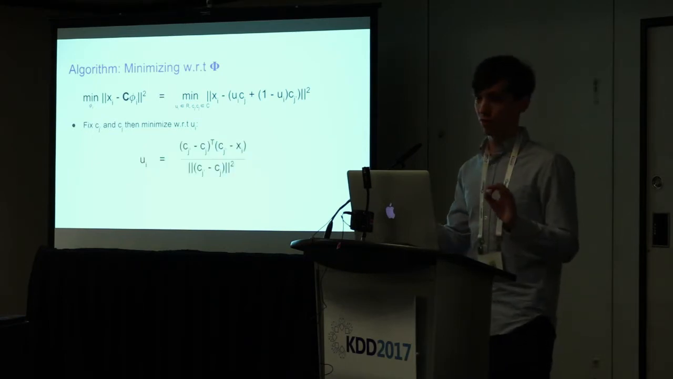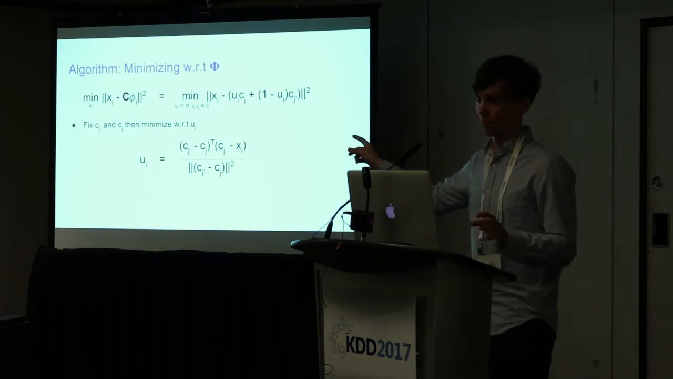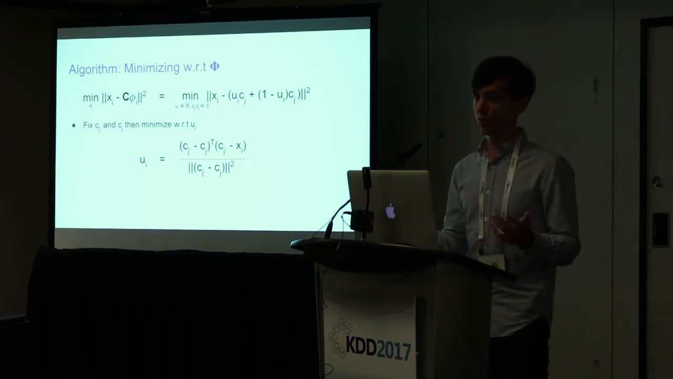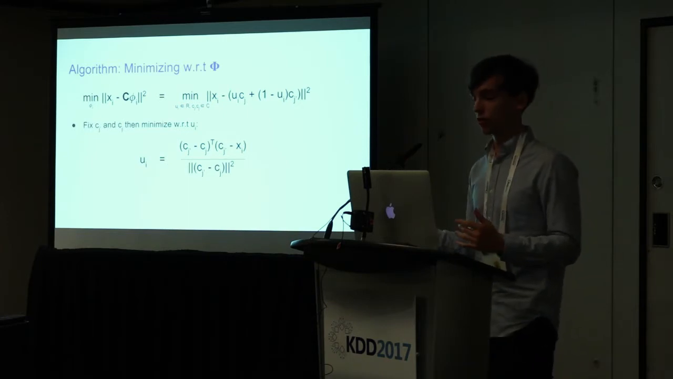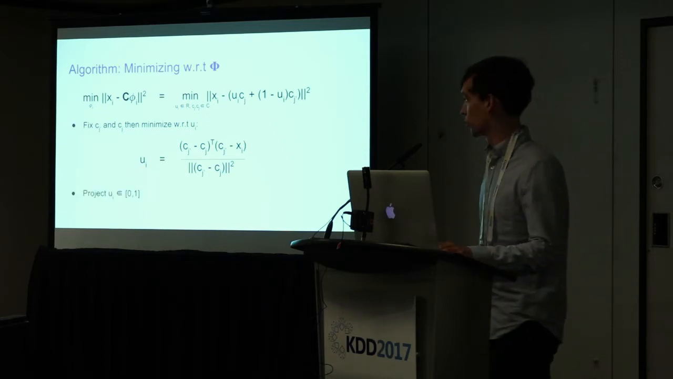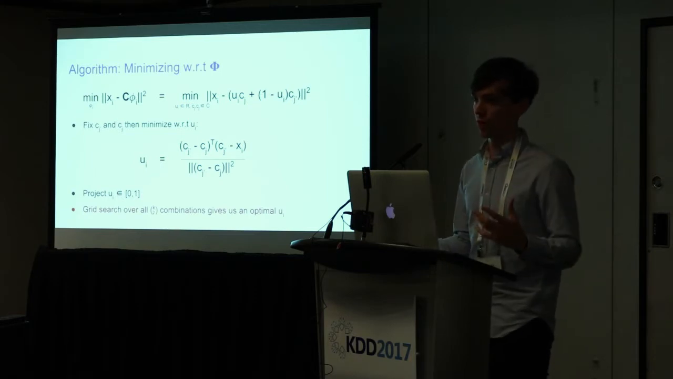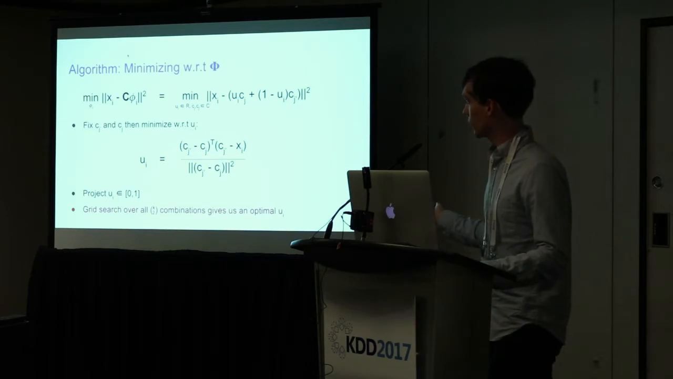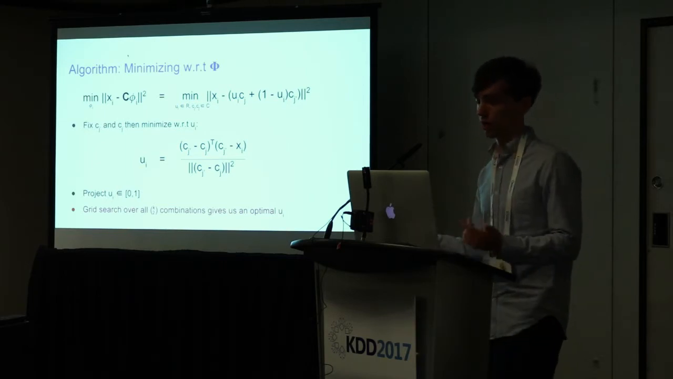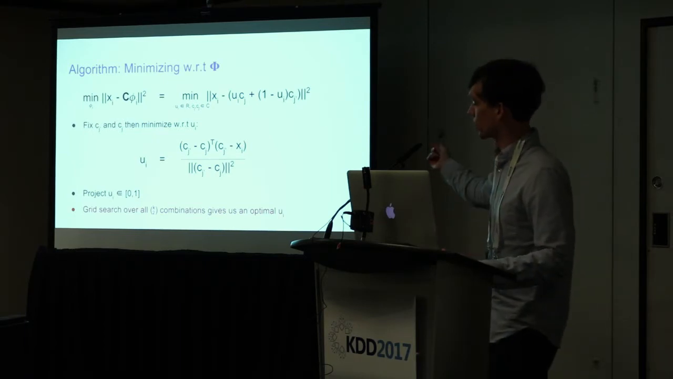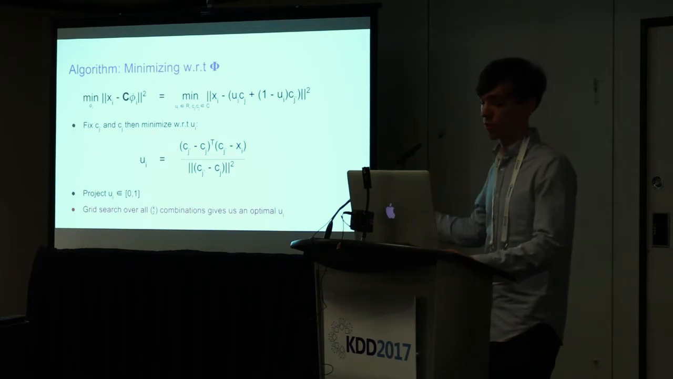Now the issue is we just fixed these 2 representatives, and we don't know what they are. In our case, we consider the fact that the number of representatives is usually a constant, very small, much smaller than the number of points. So doing a grid search over all possible combinations doesn't really affect the time complexity too much. So we just did a grid search over all combinations of 2 representatives, minimized with respect to each one, and found the value of ui that minimizes the objective the most.